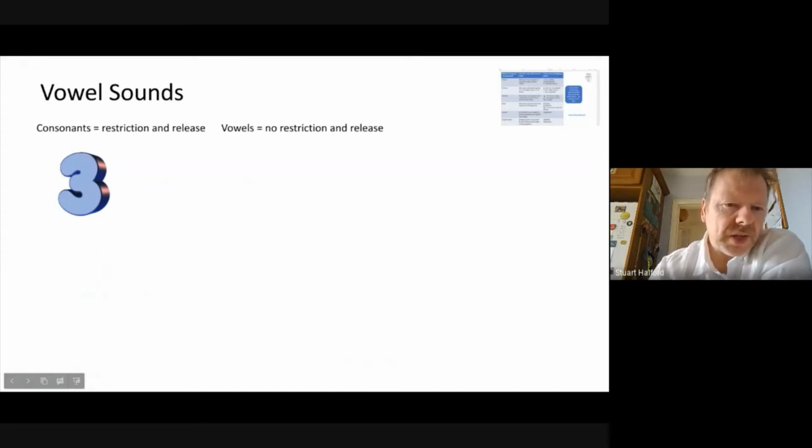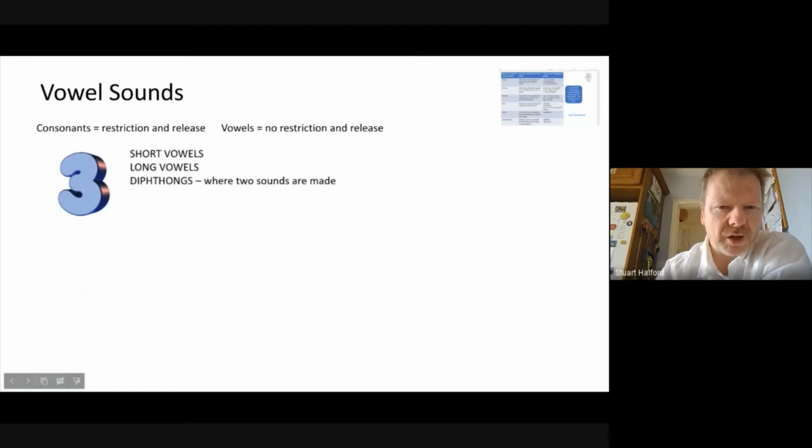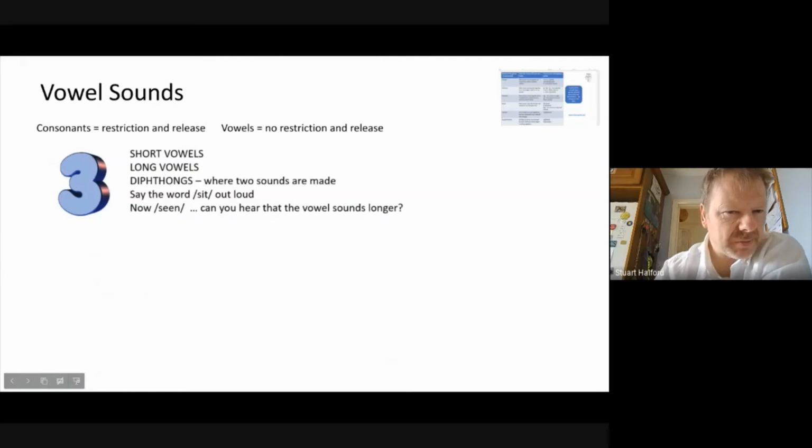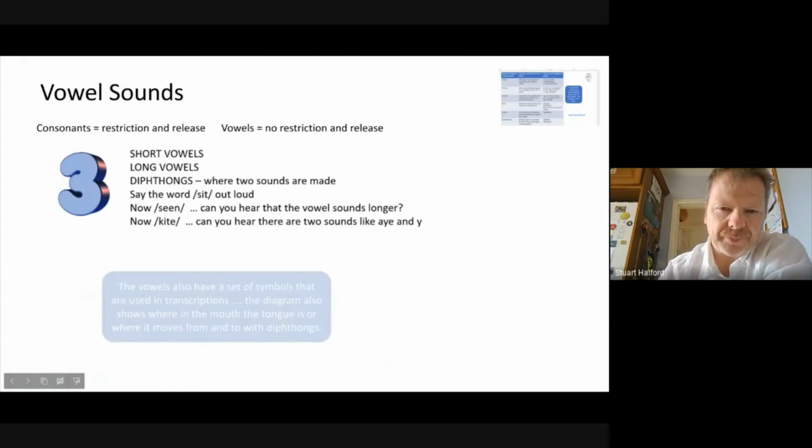So 3 types of vowels then. You have your short vowels, you have long vowels, and you have diphthongs, where there are 2 sounds made, one after the other. And you'll see how that works in just a minute. So if you say the word sit out loud, you can see it's a short sound. Now seen, sit, seen. It's minimal difference, but you can hear there's slightly more length to the articulation in seen. And now if we say the word kite, can you hear there are 2 sounds, like ah-ee? Okay, and that's called a diphthong.